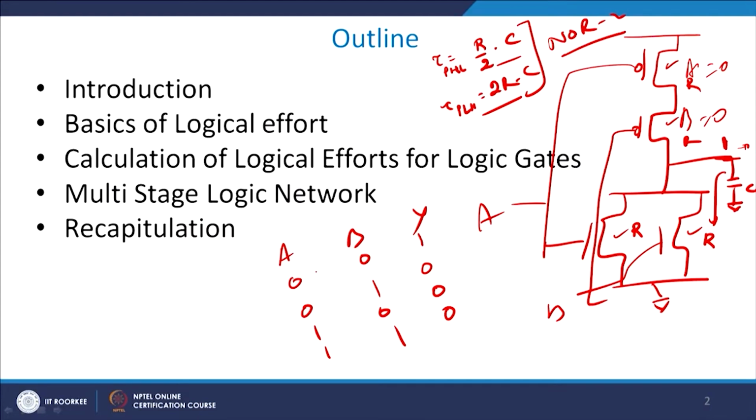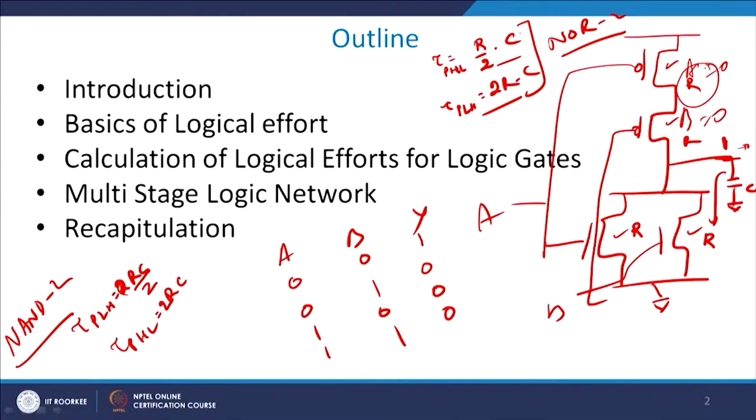For NAND 2 logic, if you want to find out, then tau PHL will be equal to 2RC, and tau PLH will be equal to RC by 2. I hope you understand the reason. Therefore, in this case, if I want my high to low and low to high delays to be equal, I need to size my PMOS in such a manner that my high to low and low to high are equal.